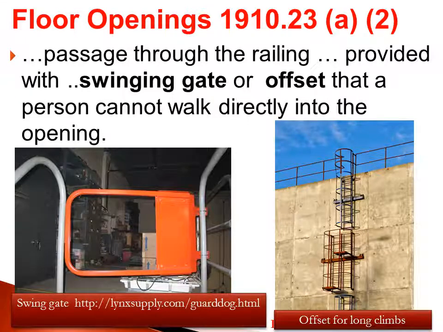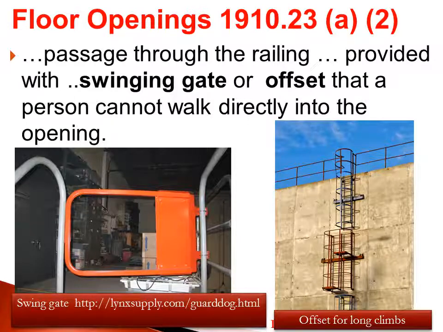Also, floor openings. This is an example you can see in the picture of the person coming off of the roof line, that they cannot easily step off of the roof line, and therefore you don't have a swing gate there. But if the cage did not extend all the way to the top, you would need a swing gate so people can't walk through this opening in the rail.